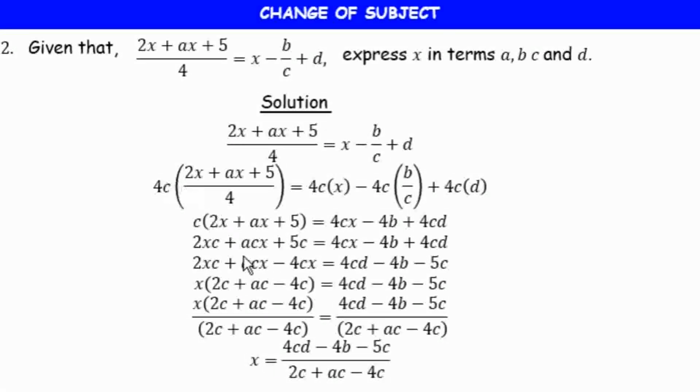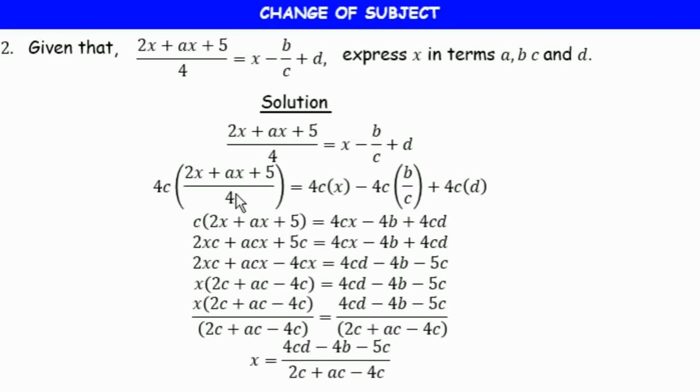by the 4c, right? We're going to have 4c times, now everything here is one term, okay? Everything here is one term, so we're going to have 4c multiplying 2x plus ax plus 5 all over 4 is equal to 4c multiplying x, this one is also a separate term, minus 4c times b over c, this is also a separate term, plus 4c times d, right? So that is what you are going to do. That is the first step, right?